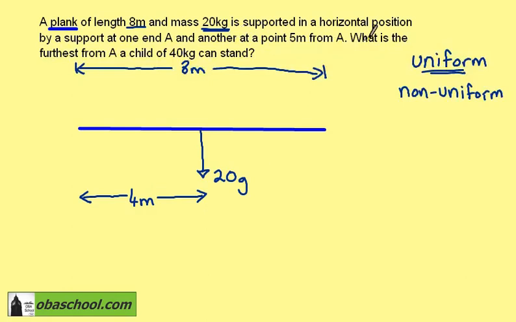We know that we're supported by two supports, one at A and the other 5 meters from A. So if we call this end A, we'll put one support here and one support here. This support is 5 meters from A, so would be 1 meter from where the weight acts, which we know is halfway along the rod, or 4 meters from A. So 4 plus 1 gives us 5.